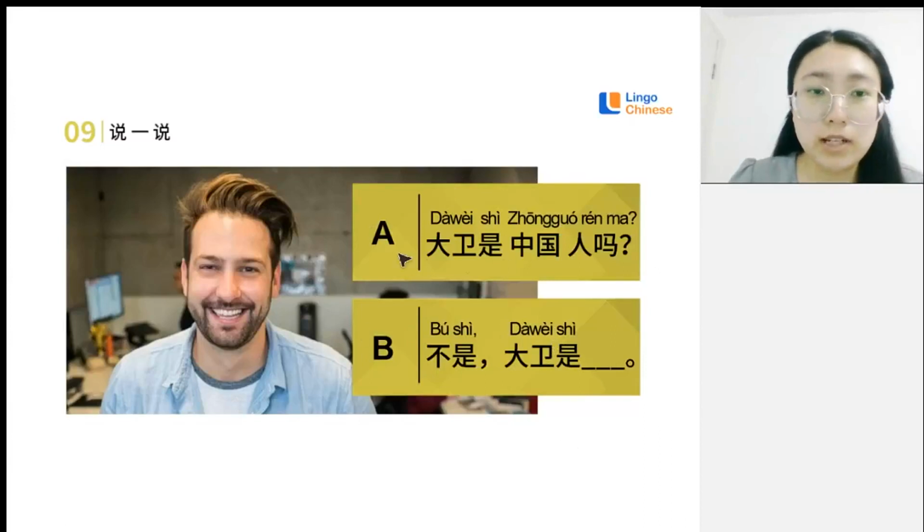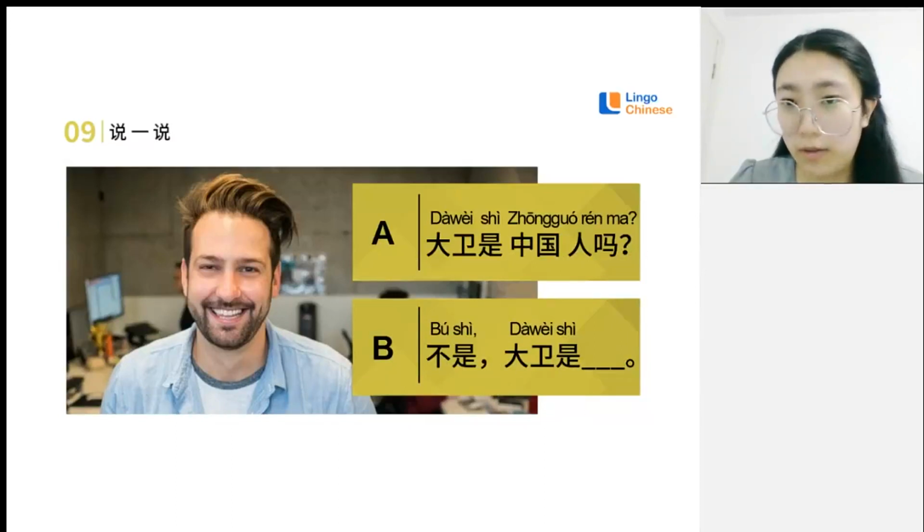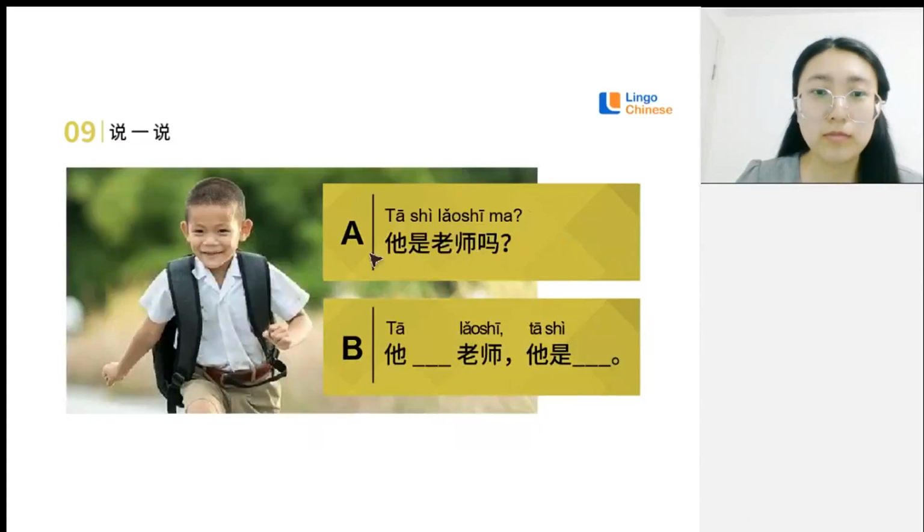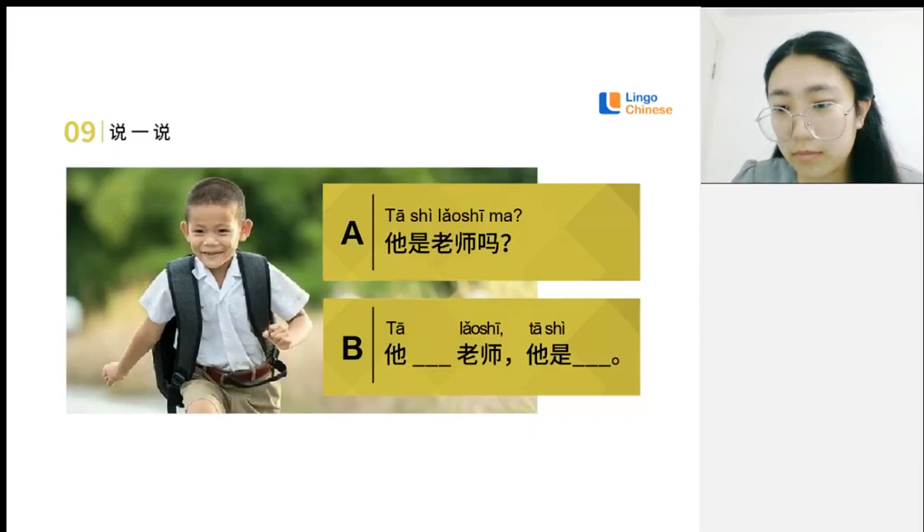And this is a conversation. 大卫是中国人吗? Is David Chinese? 不是. 大卫是美国人. What is the meaning of 大卫是美国人? Yeah, David is American. 他是老师吗?